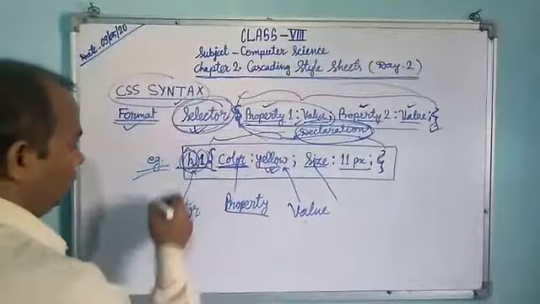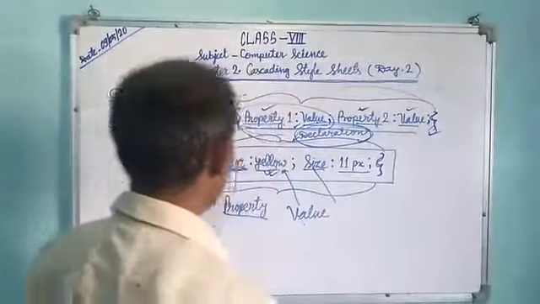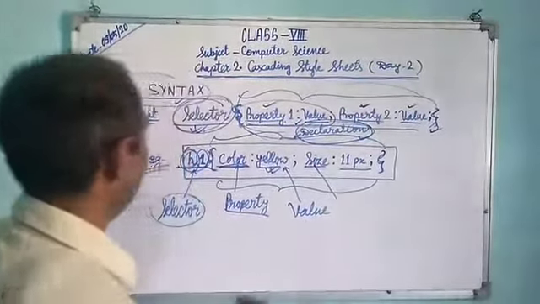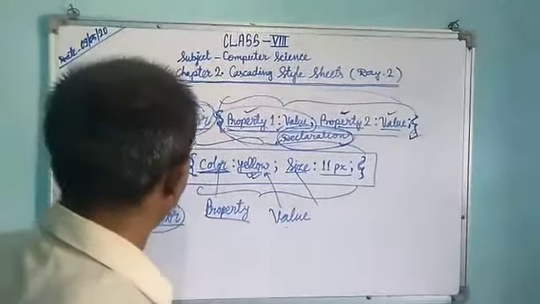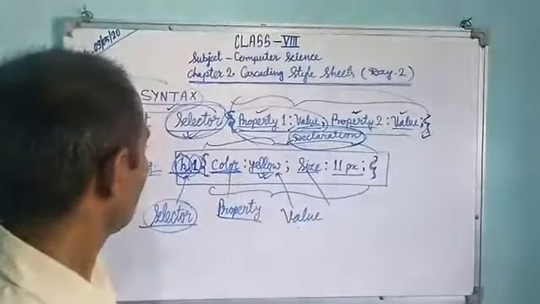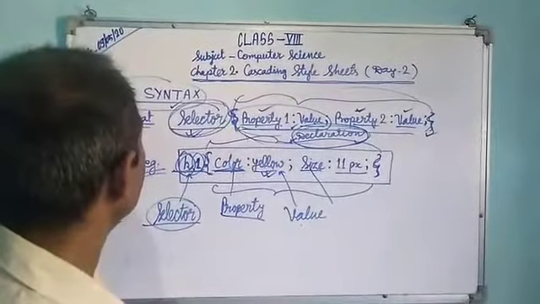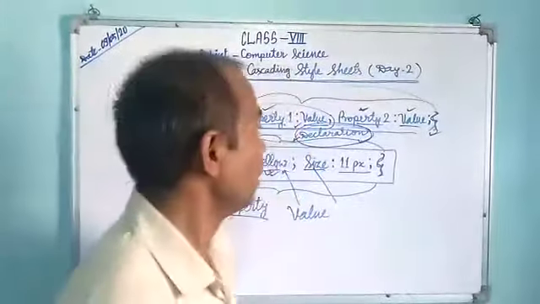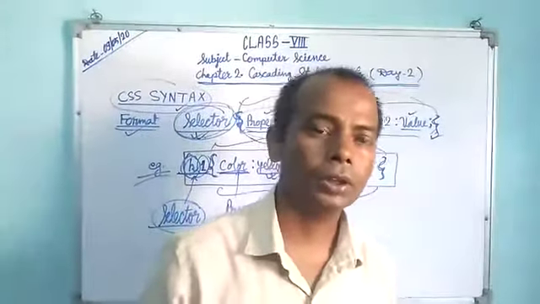Here H1 is the selector and this is the declaration. It is declared with the properties and their values. And the selector gives the details and identifies the elements, the codes. So in this way we write the syntax of cascading style sheets, and it is very helpful in making HTML documents.